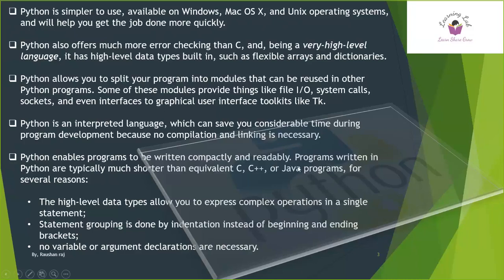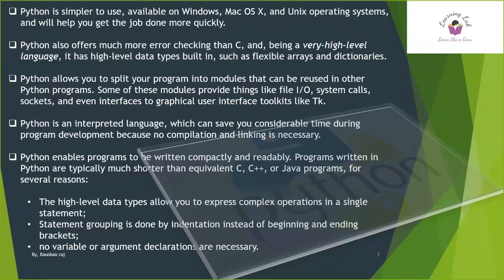After that, Python enables programs to be written compactly and readably because it's a straightforward English-like language. So you can easily understand what we are going to do after seeing those programs. Okay, so programs written in Python are typically much shorter than equivalent C, C++ or Java. Suppose you are writing a program to print 1 to 10, if you are writing it in C or C++ or Java, it will take more time. You need to write more steps for implementation of those logics. But in Python, they already created those logics.